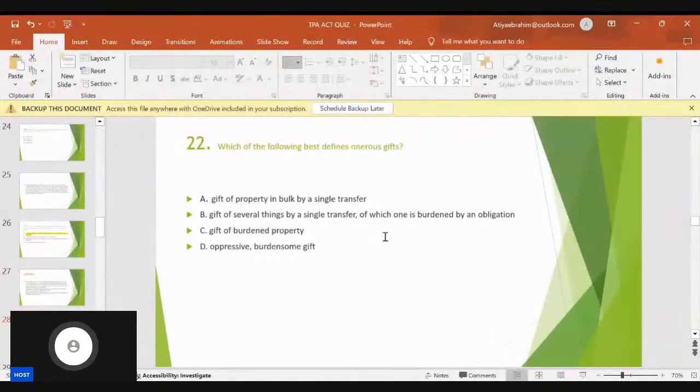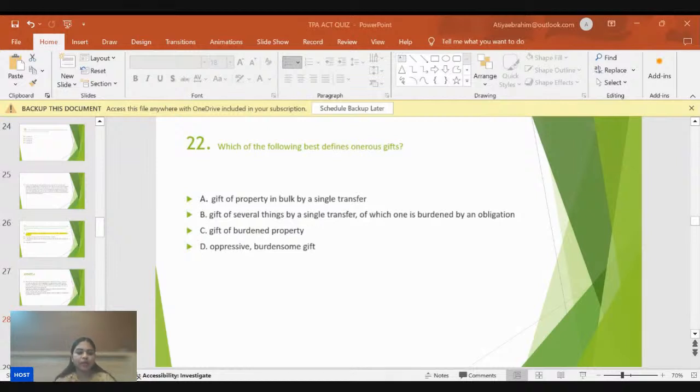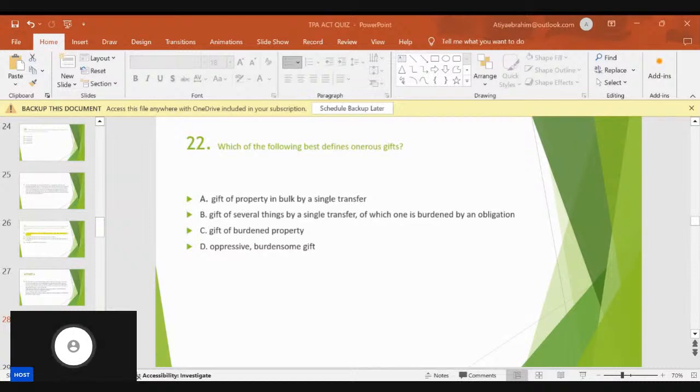Question number 22. Which of the following best defines onerous gift? So where is onerous gift mentioned? First, you all tell me. Where is onerous gift mentioned, and what will be the correct answer to this question? You have four options: gift of property in bulk by a single transfer, gift of several things by a single transfer, of which one is burdened by an obligation, gift of a burdened property, oppressive or burdensome gift. So, which is the proper definition of onerous gift, and which section defines onerous gift? Tell me the section and tell me the correct answer.